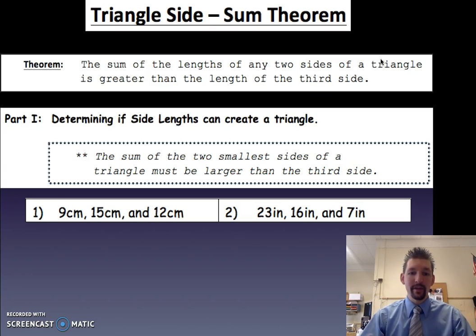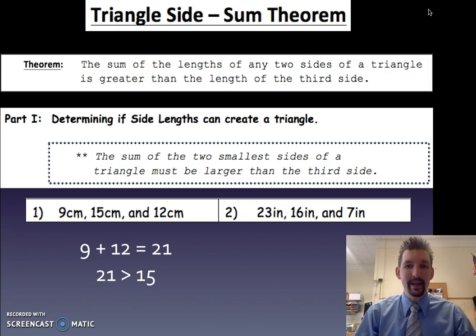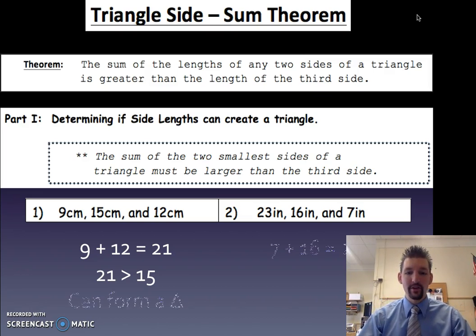So the way you determine this is if we look at our first example here, we have sides of 9, 15, and 12. So to determine if this can make a triangle or not, we're going to add the two smaller sides, 9 and 12, to get 21. And then we want to ask ourselves, is 21 greater than the third side, which is 15? And in this case, it is greater than it. So yes, it can form a triangle.